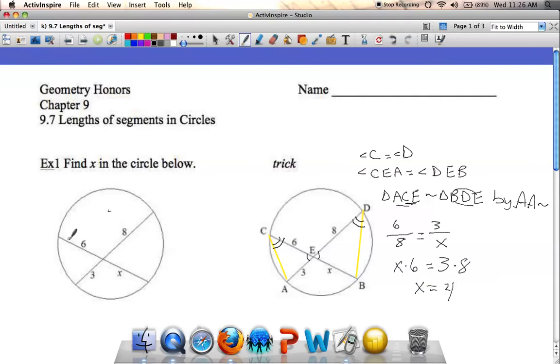So notice the relationship here. You have x times 6 equals 3 times 8. It's right here. x times 6 equals 3 times 8. And we can get x equal to 4.